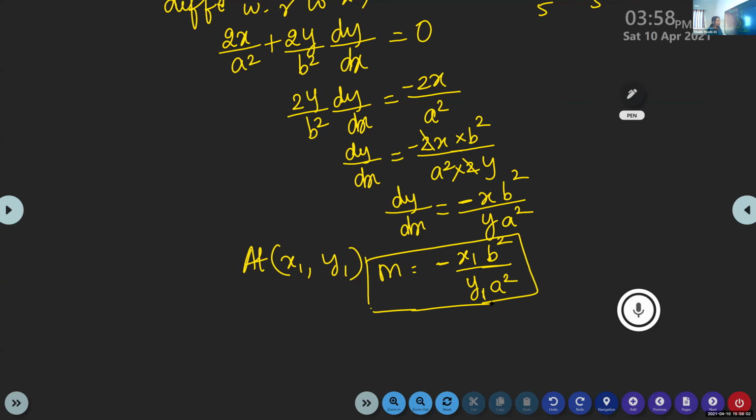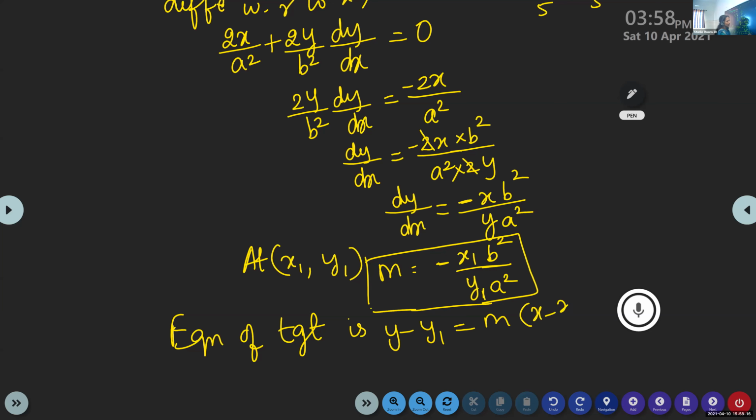Okay, after finding the slope, you write the equation. What's the equation of the tangent? The formula is y minus y1 is equal to m into x minus x1. Here y1 is y1 itself. What is m? Minus x1 b square by y1 a square into x minus x1.